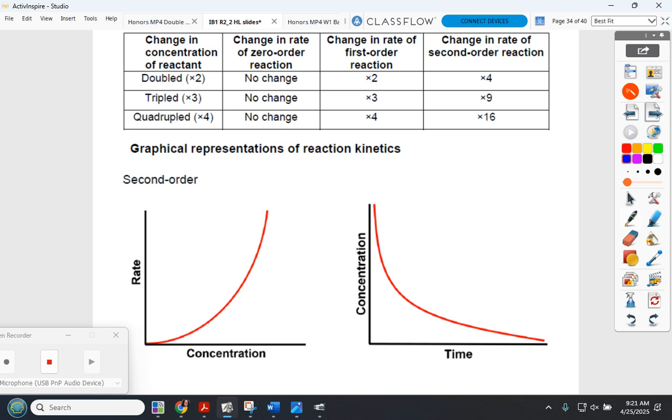You will also see stuff like this on paper 1A in the multiple choice. They'll give you 3 or 4 different graphs and ask which of these shows first order kinetics. You'll have to pay attention to the fact that some of the graphs are going to be concentration versus time, and some are going to be rate versus concentration. So you're going to have to figure out which is which and what it should look like. Okay.